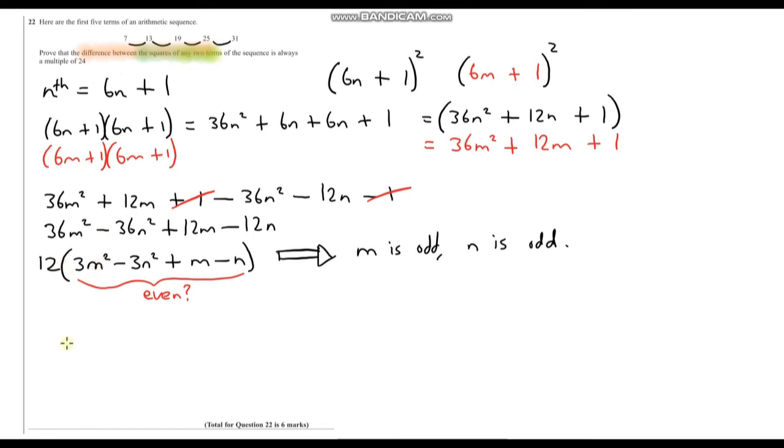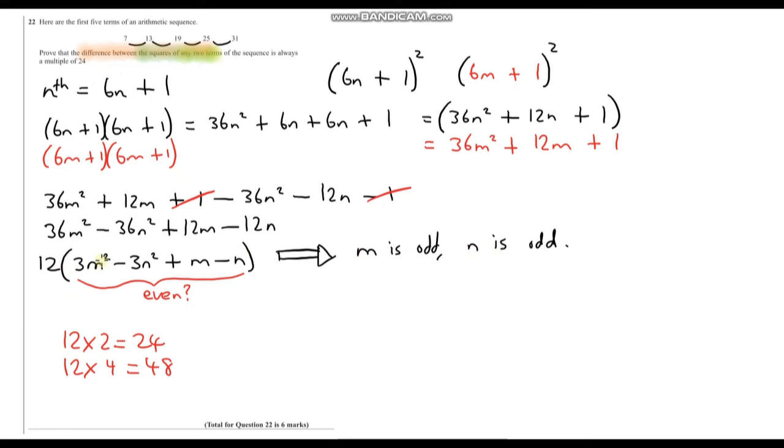So for example, 12 times 2 is 24. That's a multiple of 24. 12 times the next even number, which is 4, is 48. That's divisible by 24. So as long as we can prove that this expression is even, then we know that this whole expression is divisible by 24.